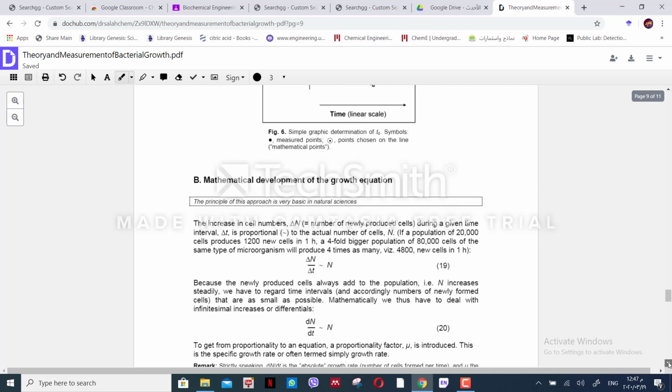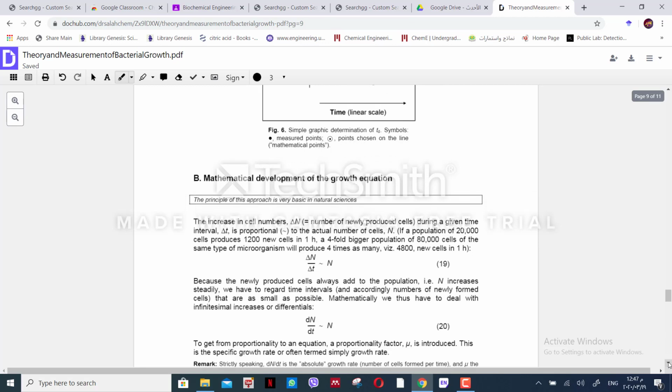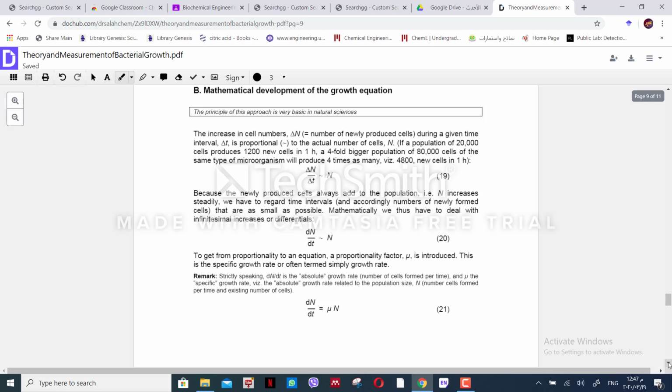So, mathematical development for the growth equation. As we know, initial condition we have n naught. After some time we have n. Because the newly produced cells always add to the population, these new cells add to the initial cells. So I expect that the change dn over dt will be equal to mu n.